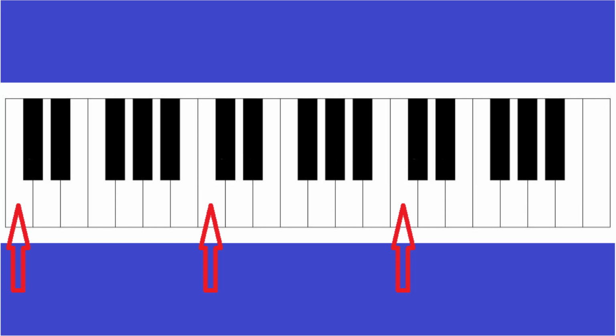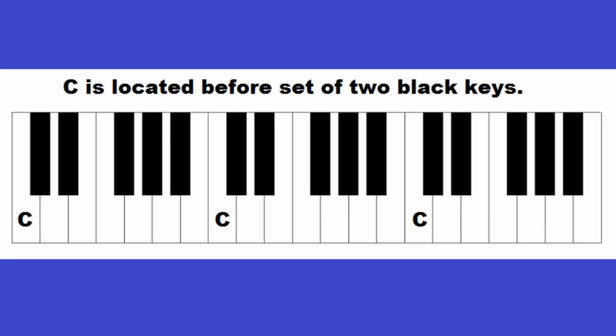Location of C. The first note we shall find is the note C. What key plays the note C on your keyboard? C is played with the white key that comes immediately before a set of 2 black keys. In other words, the key that is to the immediate left of a set of 2 black keys plays the note C. There are several C notes on your keyboard. Every white key that comes immediately before a set of 2 black keys plays C.